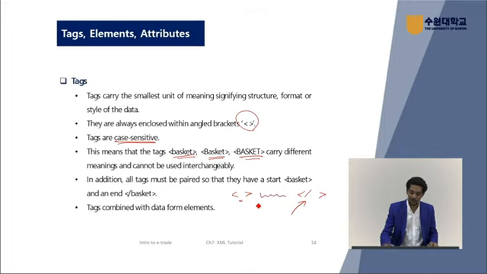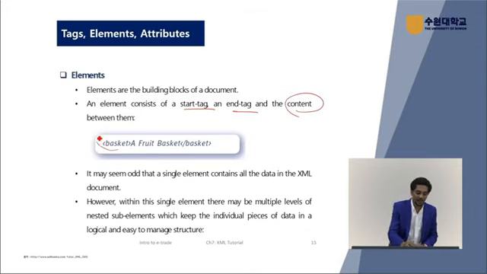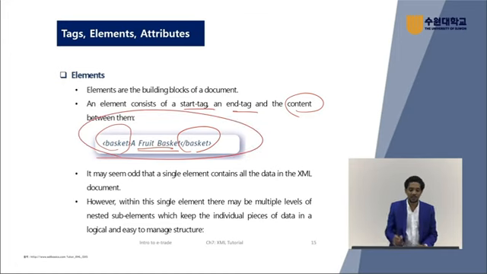So we have content here. Together we call them elements, right? So let's talk about elements. Elements are the building blocks of a document, and an element consists of a start tag, an end tag, and content in the middle, right? This is our opening tag, this is our closing tag, and this is the content. All together this is called an element, right?